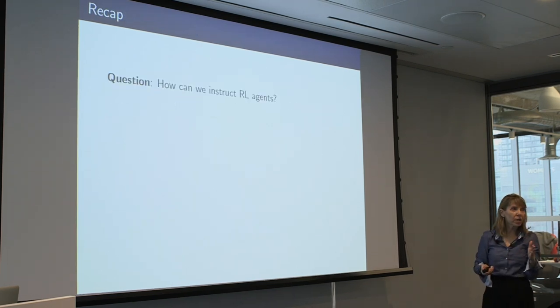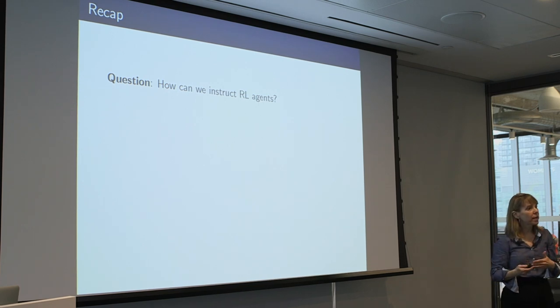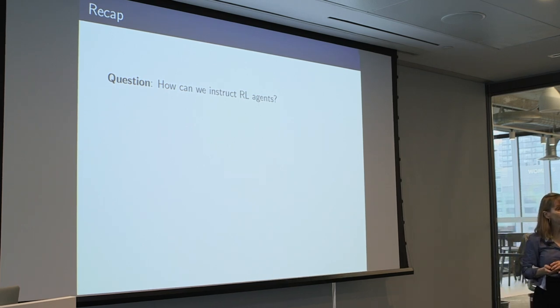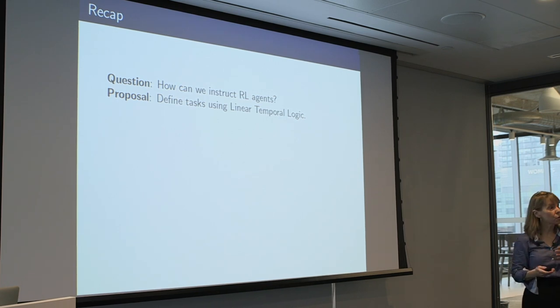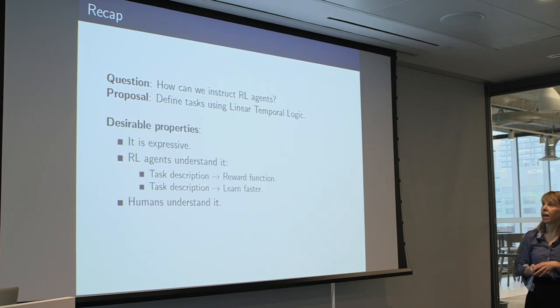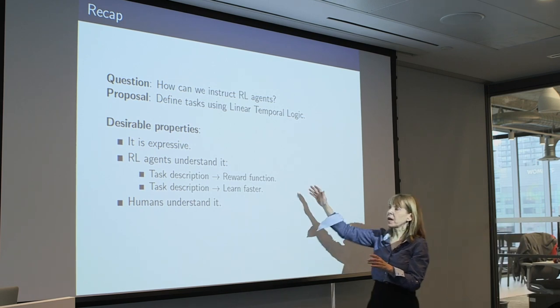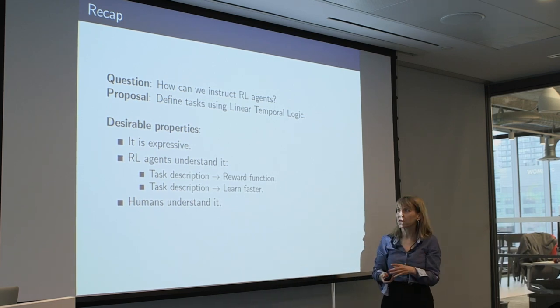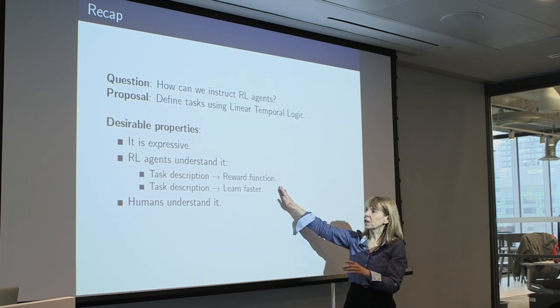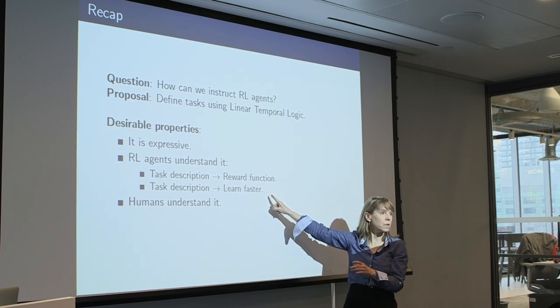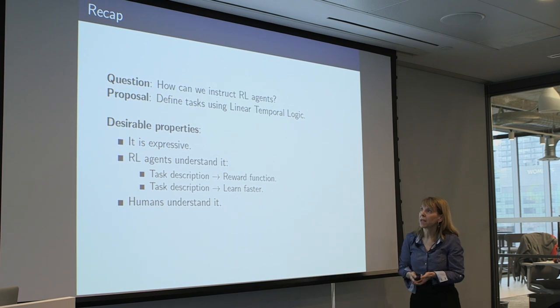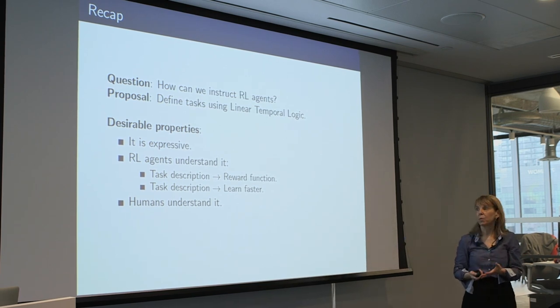So, a recap of this work, which was the second work, and earlier work. We were interested in how we can instruct reinforcement learning agents. The proposal was to define tasks using linear temporal logic, which is a very compelling language. It's human friendly, and it's used in a lot of safety critical systems for specifications and for liveness constraints. It had the desirable properties that it was expressive, more expressive than languages people are using for other similar things. The reinforcement learning agent could understand it. We described the tasks in terms of reward functions, and we used the task decomposition to learn faster and made it understandable for humans, which speaks, I think, to this notion of human interpretability.